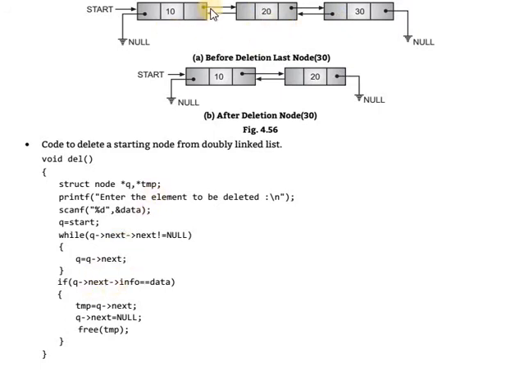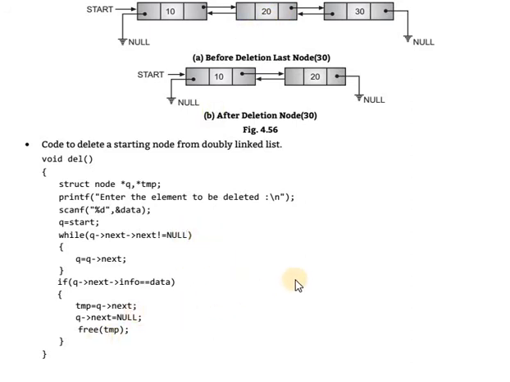After that, if Q next info is equal to data, say 30, which we want to delete, then that Q next, the 30 element, is considered temp, and Q next is initialized as null. This means the 20 value node's next field is initialized as null, and we free that last node, temp, which means it is deleted. The second node, the 20 value node, has its next field allocated null, which means obviously this is the last node on that list.